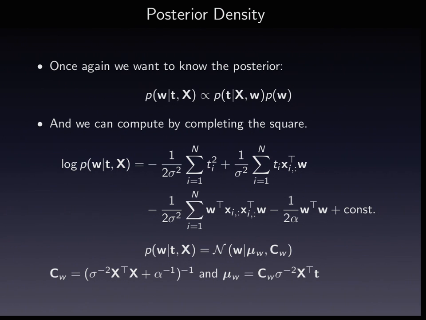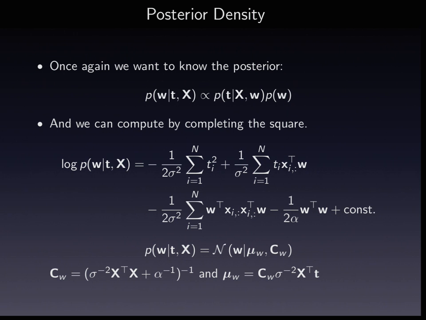Xi transpose, the location of the input data, is what gives you the correlations here. That's where it comes in. So this is why we have to go to multivariate Gaussians. You start with an independent Gaussian, but the likelihood induces these correlations. This is coming from the likelihood.